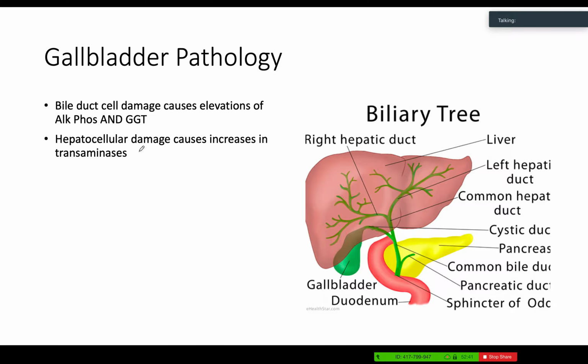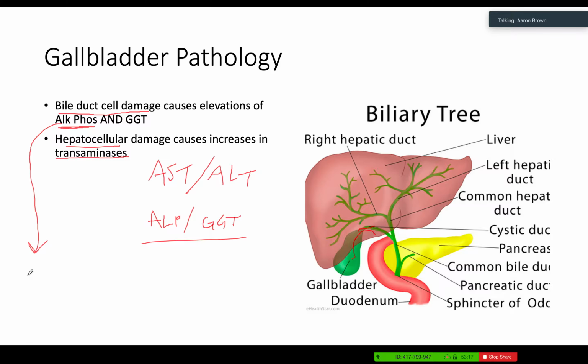Okay, and so that would tell us if they have elevation in transaminases, which is our AST and ALT. That would tell us if there's been damage to the hepatocellular cells. If we see changes in your ALP, ALK-Phos, and GGT, that would tell us if there's damage to the bile duct cells. The cells lining the bile ducts have those 2 enzymes. Just as a side note, elevations in ALK-Phos are also seen when you have elevated breakdown of bone.